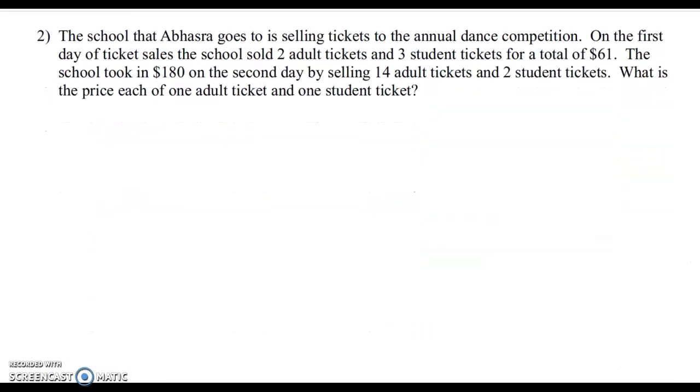The school is selling tickets to the annual dance competition. On the first day of ticket sales, the school sold 2 adult tickets and 3 student tickets for a total of $61. The school took in $180 on the second day by selling 14 adult tickets and 2 student tickets. What is the price each of 1 adult ticket and 1 student ticket? So my unknowns are my adult and my student. I'm just going to go X and Y this time, because if I do student with S, sometimes my S looks like a 5, and I don't like that.